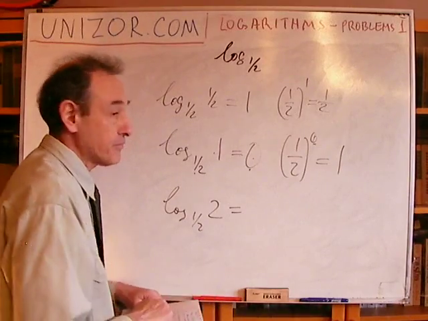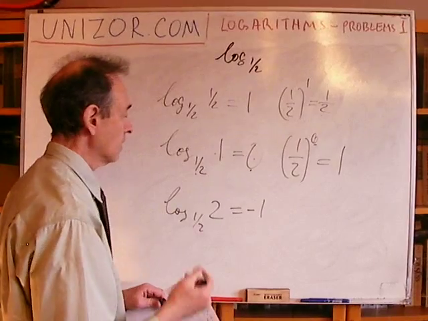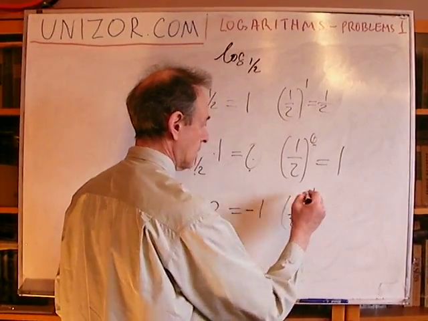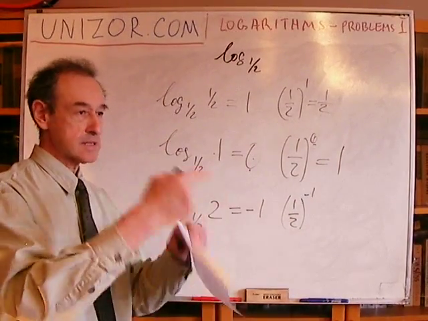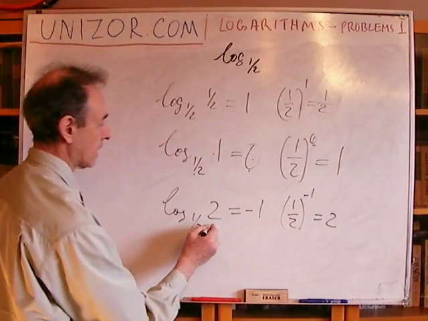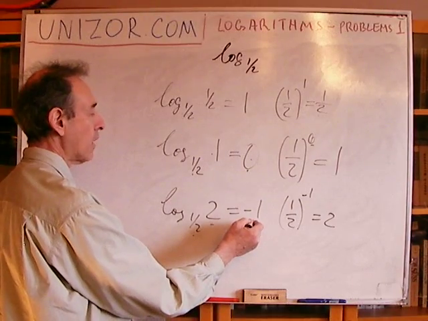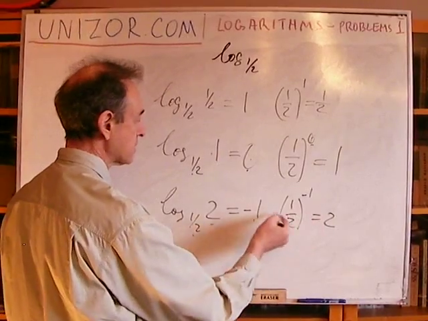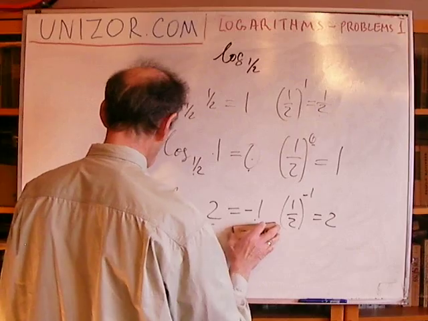Well, my first try and very successful one would be minus 1. Indeed, what does it mean to raise 1/2 to the power of minus 1? It's basically an inversion. From 1/2 I'll get 2, exactly what I have to have here. So 1/2 raised to the power of minus 1 gives you 2. This is exactly the same thing. That's why this is a correct answer. Okay, next.